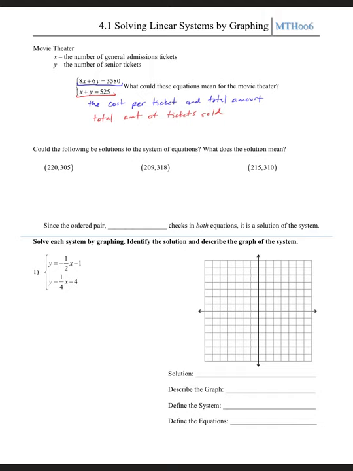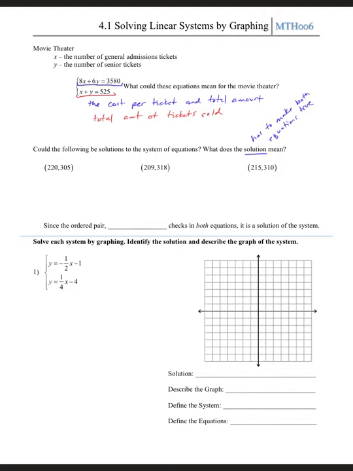So now the next thing that we're talking about, it says, could the following be solutions to the system of equations? Meaning, could this, or this be a solution to this system? And then it says, well, what does a solution mean? So we have to talk about that first. A solution to an equation has to make the equation true, but a solution to the system would have to make both equations true. So a solution has to make both equations true.